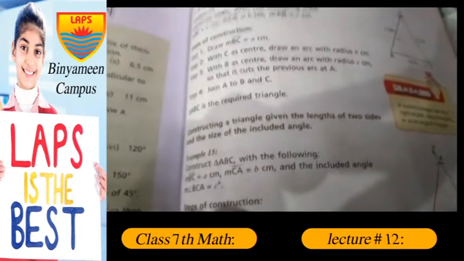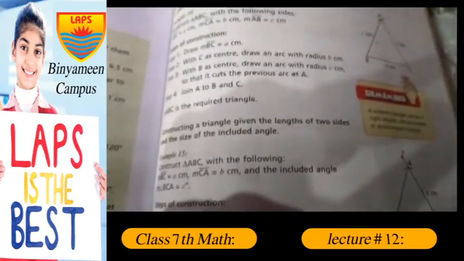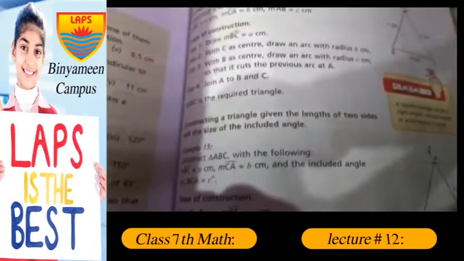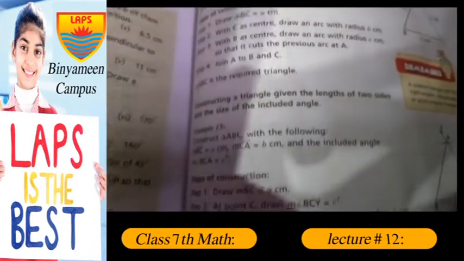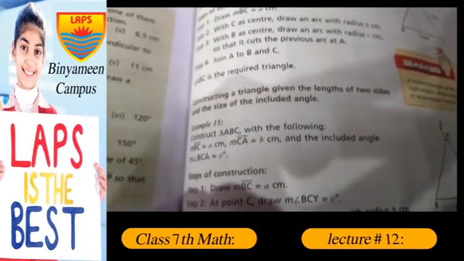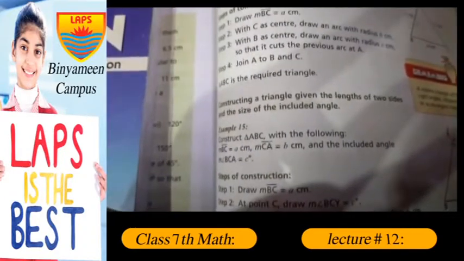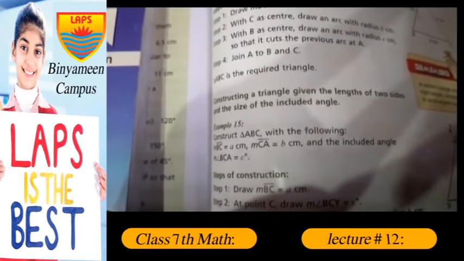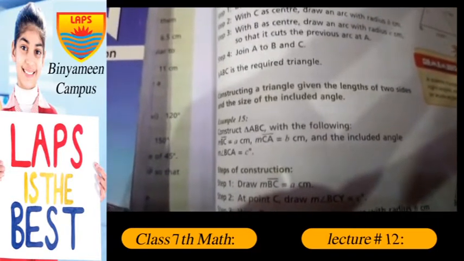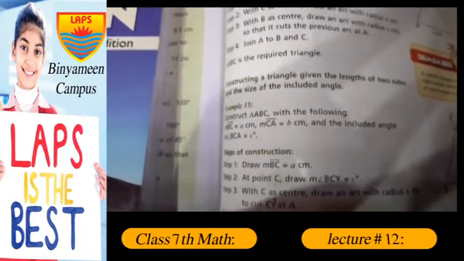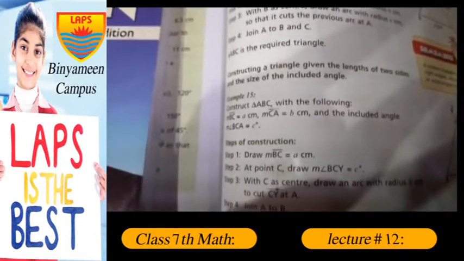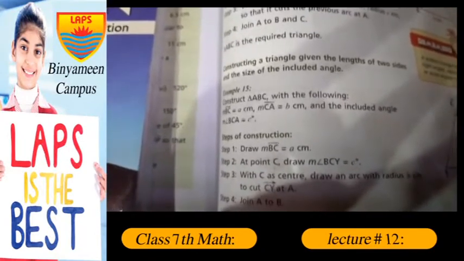Constructing a triangle given the length of 2 sides and the size of the included angle. Example 15, construct triangle ABC with the following. Measure BC is equal to a centimeter, measure CA is equal to b centimeter and the included angle, measure angle BCA is equal to c degrees.